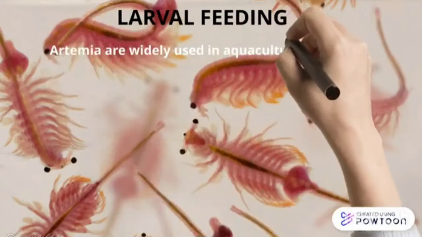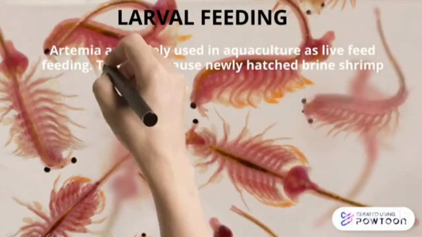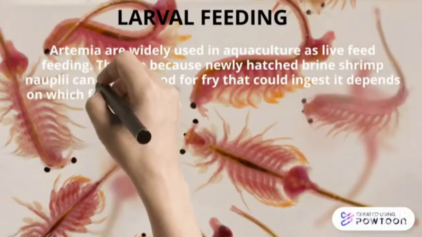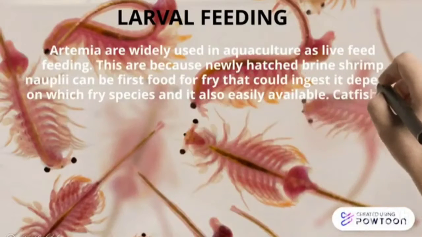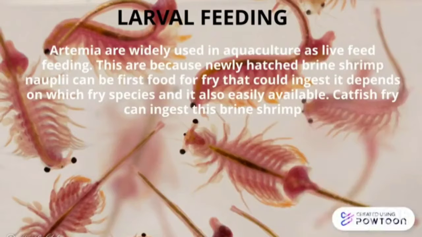Artemia are widely used in aquaculture as live feed. This is because newly hatched brine shrimp nauplii can be the first food for fry, depending on which fry species can ingest it, and it is also easily available. Catfish fry can ingest this brine shrimp.